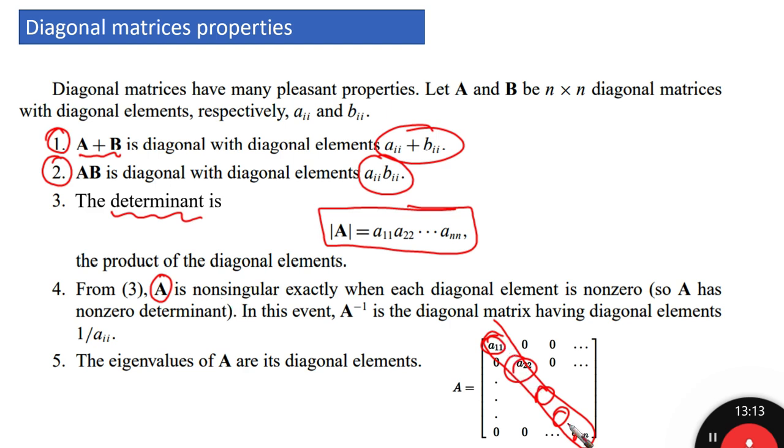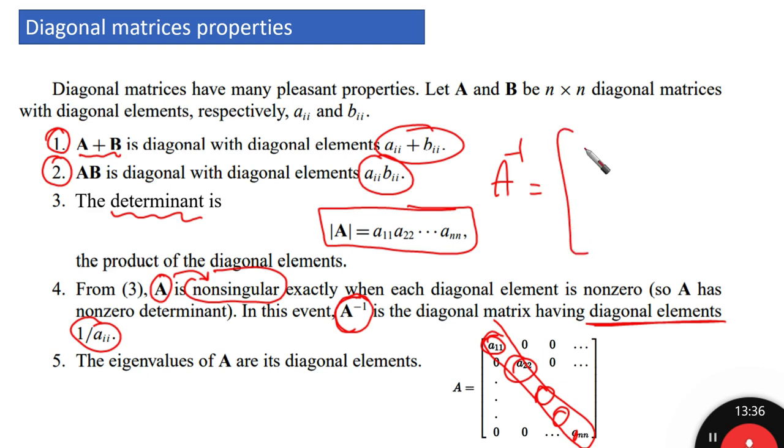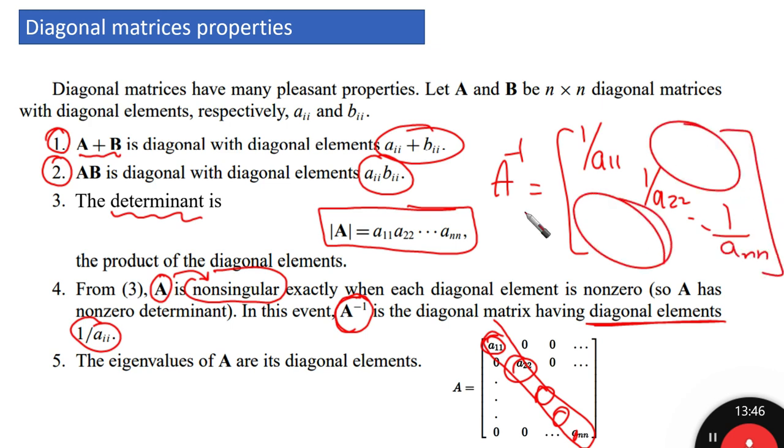and there is no inverse in this case. But if they are non-zeros, then A is non-singular, and in this event A minus 1, which is the inverse of the matrix, can be calculated. In this event, A minus 1 is the diagonal matrix having the diagonal elements as 1 over A11, 1 over A22, until 1 over Ann, and so on. It is very easy for us to calculate the inverse in this case.